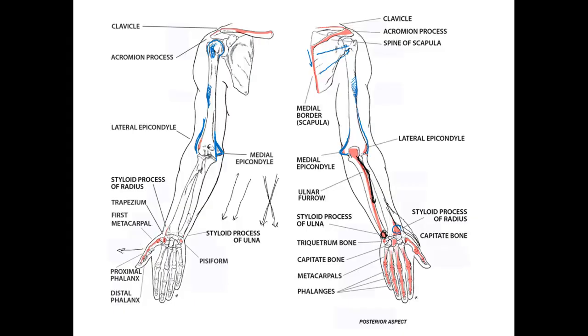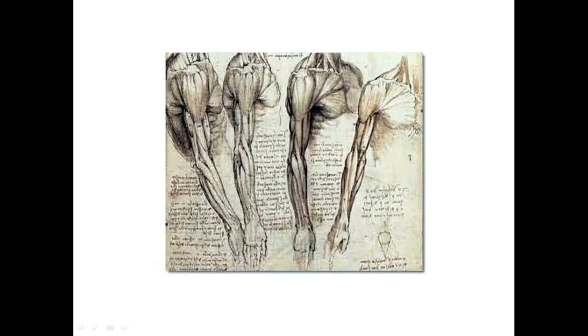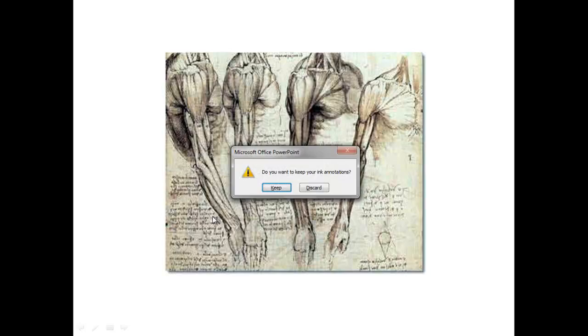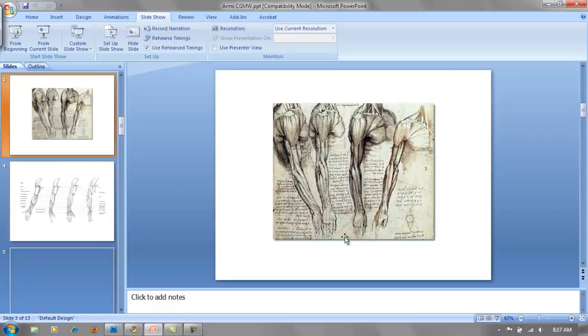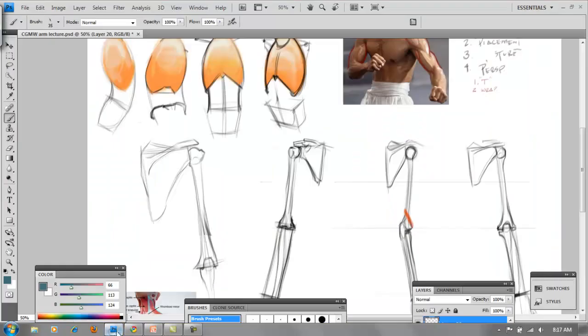So those are our major landmarks for today, and just a few sketches from Da Vinci to start us off by showing how he was very invested in the anatomical makeup and study of the arm. Okay, so let's get going with thinking through some of the landmark elements into the design.